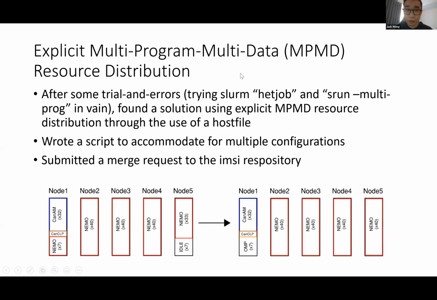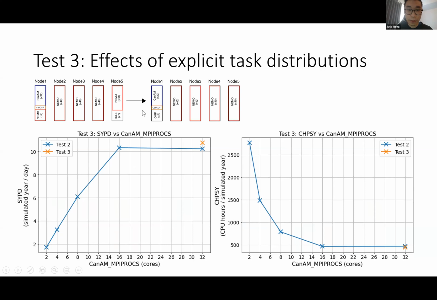In order to correct that, I did quite some trial and error work and found a solution using explicit MPI resource distribution through the use of a host file. So I wrote a script to accommodate the configurations and submitted a merge request to the MC repository, which illustrates a good thing about putting this in a Git repository. So we can contribute to that Git.